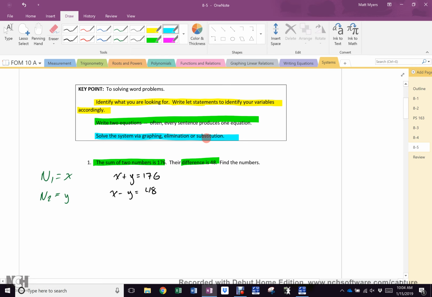Graphing. Blech. Which of those three should I use? What one is already set up to rock? Elimination is set up right now, isn't it? Because what would happen if I added those equations, Jacob? The Y would disappear. Right? Now, if I wanted to do substitution, I'd just have to do one little bit of algebra, wouldn't I? I would have to isolate any one of those variables, and I'd be fine.